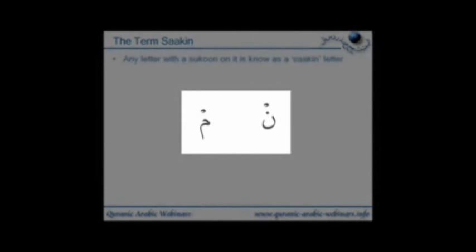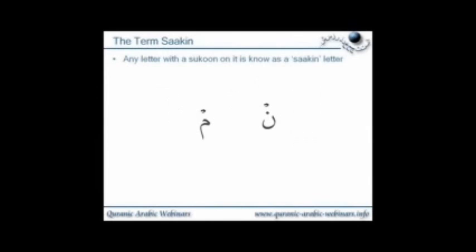So here we have noon sakin and meme sakin. So the noon has a sukun on top of it, and that's the way it's written in the Uthmani script. So it will be known as noon sakin, and the meme has a sukun on top of it, so it will be known as meme sakin. So that terminology is important, especially when we get into the tajweed level, because there are certain rules to do with the pronunciation of noon sakin and meme sakin.